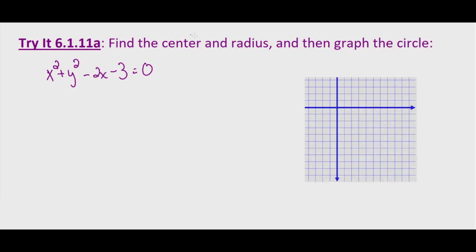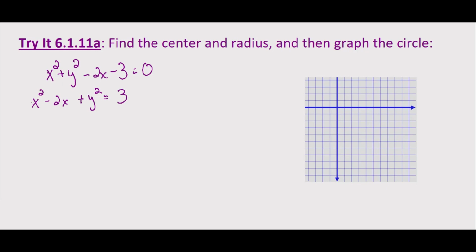So in this problem, we're asked to find the radius and the center and then graph the circle. We're given the equation x squared plus y squared minus 2x minus 3 equals 0. So the process is the same as it has been in the past. First, let's group x terms, or terms that involve x, and terms that involve y together, and move the constant to the other side. So that gives us x squared minus 2x plus y squared equals 3.